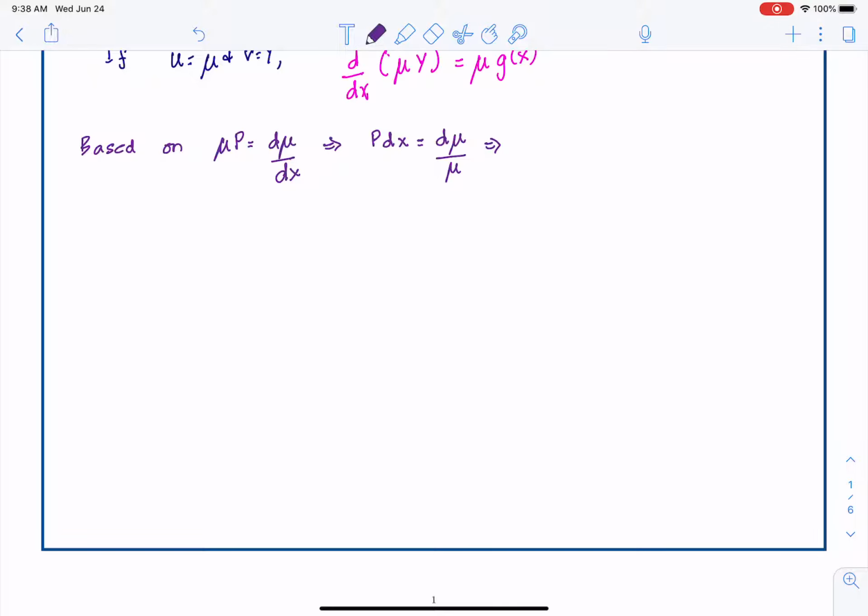And if I integrate on both sides, I will get the integral of p dx equals the integral of d mu over mu, which is ln of mu, plus a constant c. We want to solve for mu because that is the integrating factor. We call it the integrating factor because there is an integral over here. So I'm going to exponentiate on both sides.